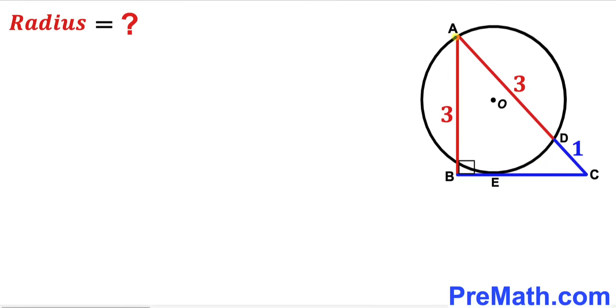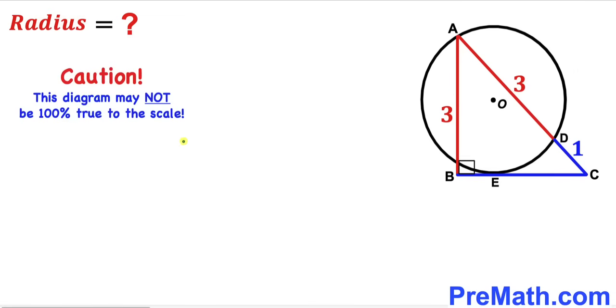And moreover, the side length AB is 3 units, whereas this chord length AD is 3 units as well. And furthermore, this segment CD length is 1 unit. And now our task is to calculate the radius of this circle.